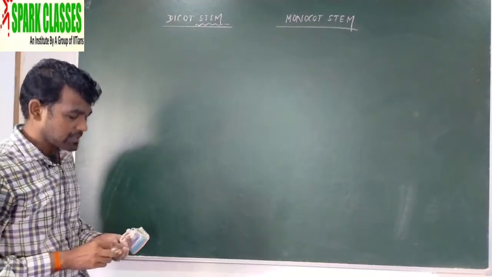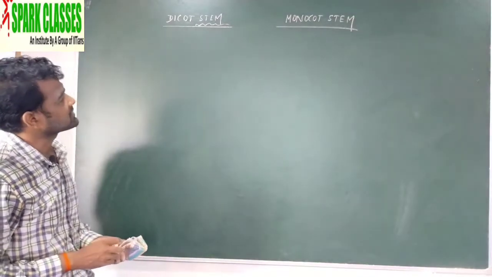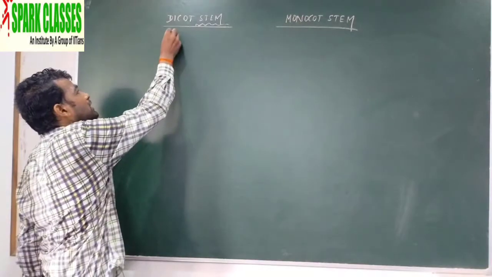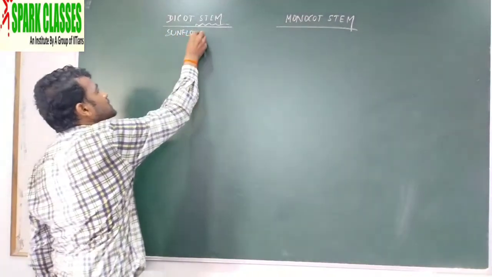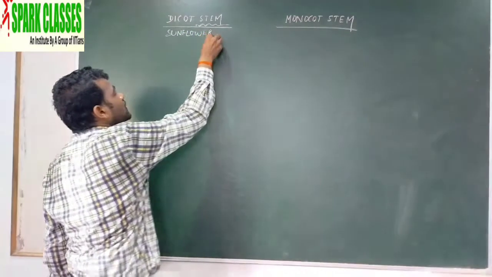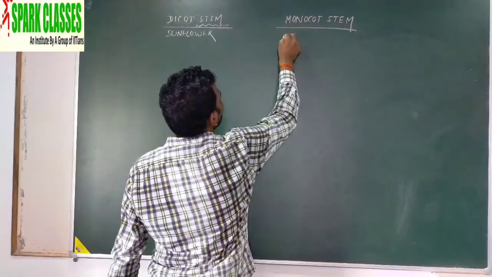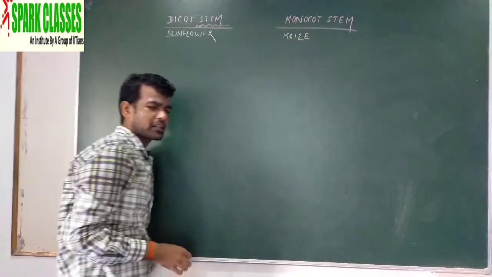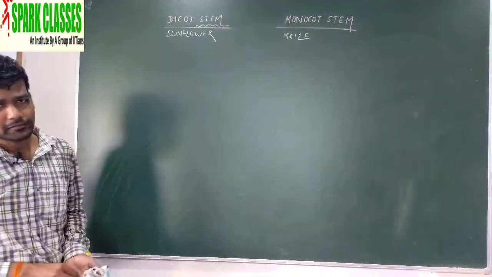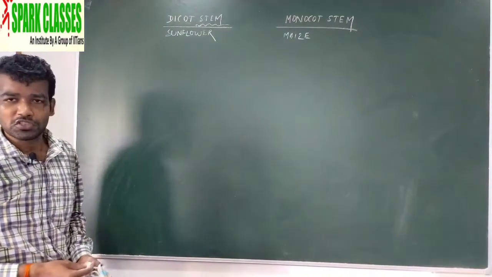Monocot stem. First we will take one plant from each category. Take a dicot plant. Example is a sunflower. Sunflower is a dicot plant, and for a monocot you can take maize. Rice, maize, wheat, different types of monocot are there. So now we will compare one dicot stem with monocot stem.